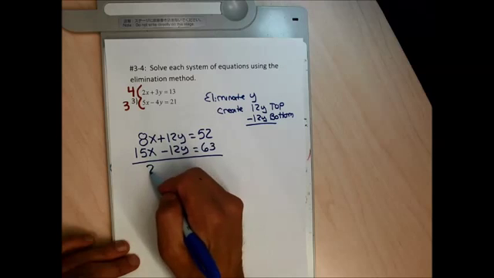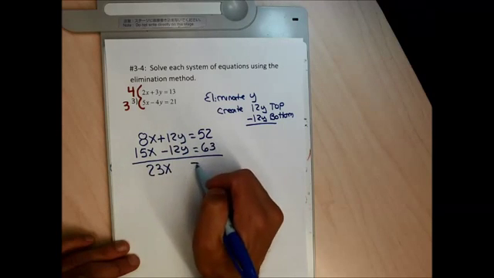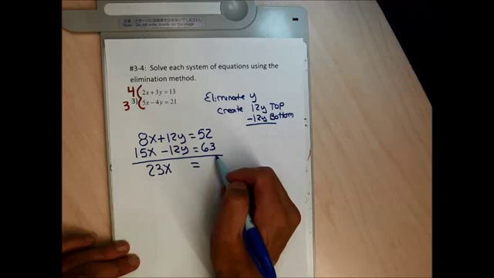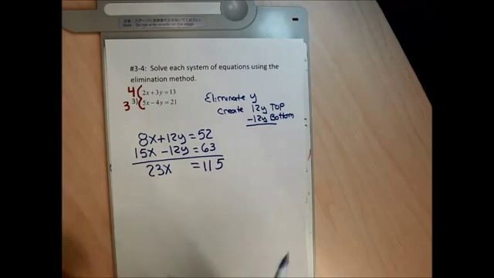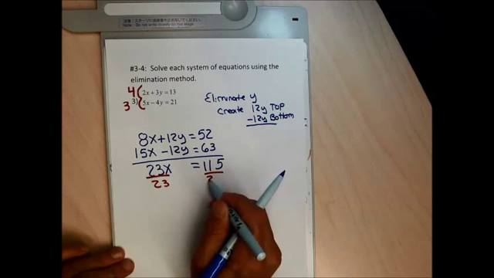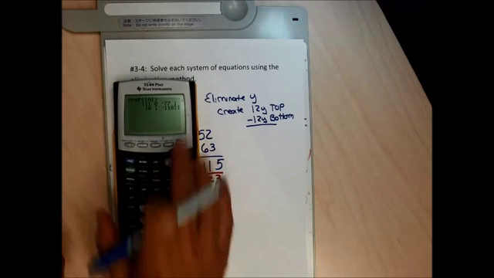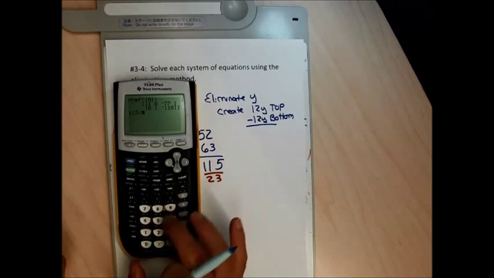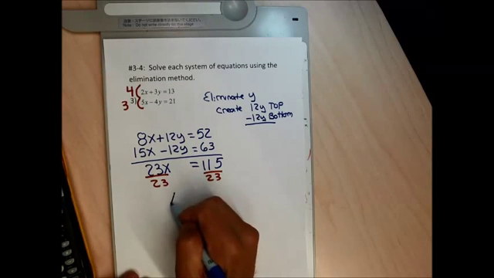8x plus 15x is 23x. Force the y's to cancel. 52 and 63 is 115. And now I'm going to divide both sides by 23. And 115 divided by 23, I think it's 5. But I don't know that. It is. So part of my answer is x equal to 5.